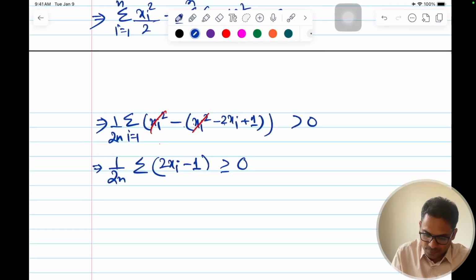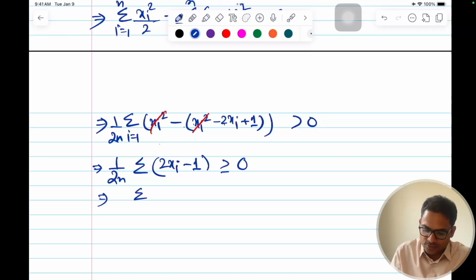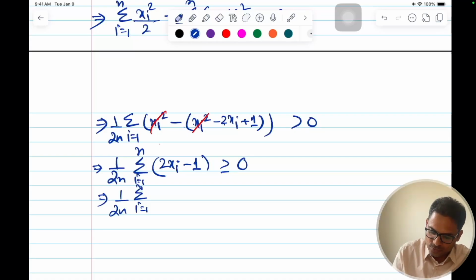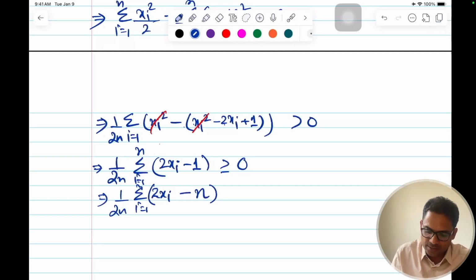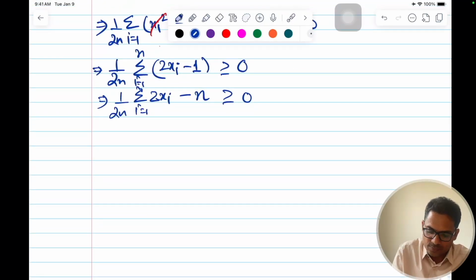So this implies, for all i equal to 1 to n, this is 1 by 2n times, and this will be 2xi. So let's do it separately. This will be sigma 2xi minus sigma i equal to 1 to n of 1, which will become minus n. I have done the summation, so the sigma remains here, the sigma remains with the 2xi, and this will be greater than or equal to 0, and this implies what will be the value?